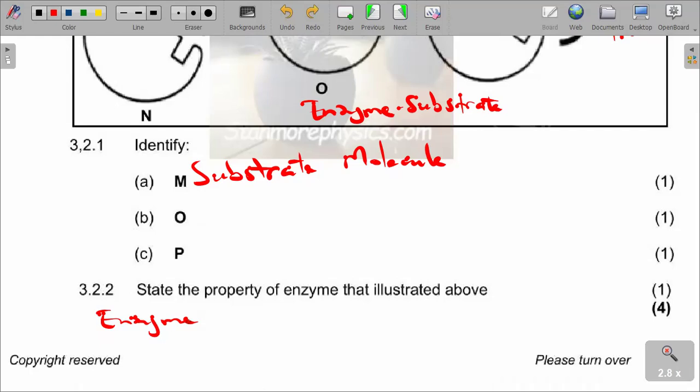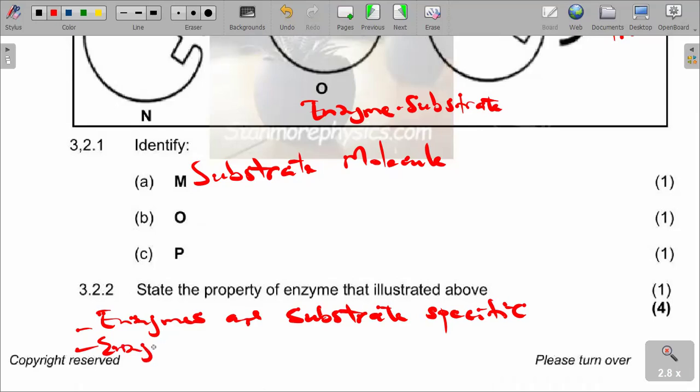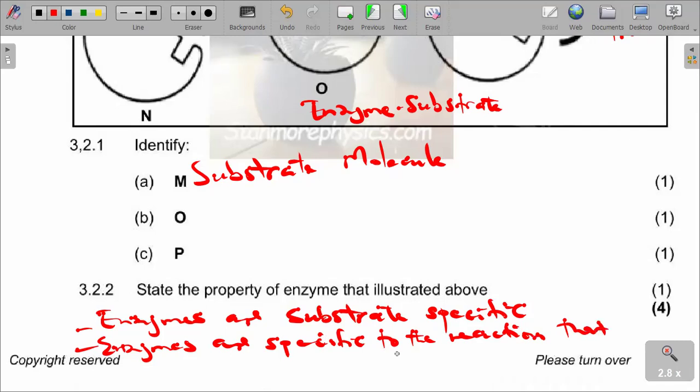Enzymes are substrate specific. We can also say that enzymes are specific to the reaction they work on, specific to the reaction that they catalyze.